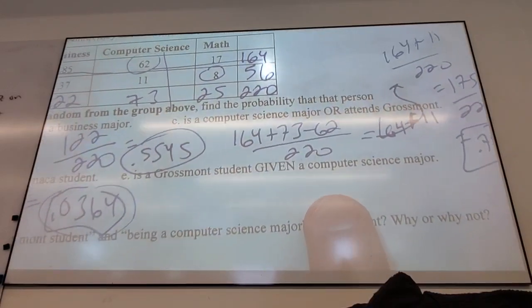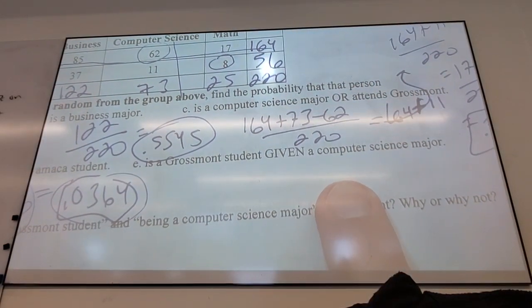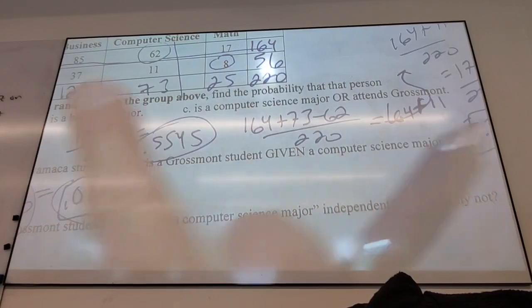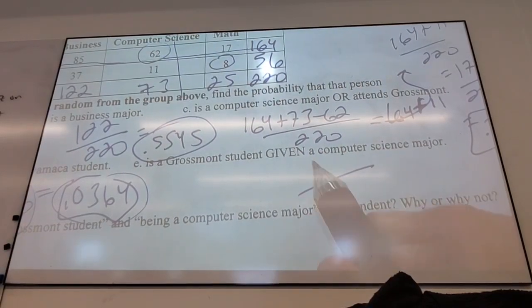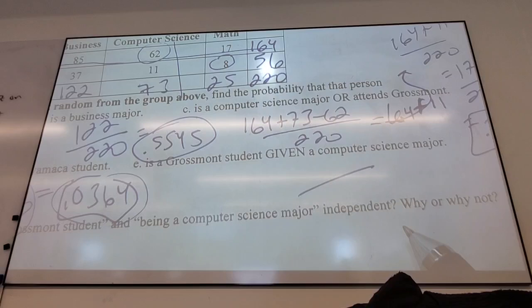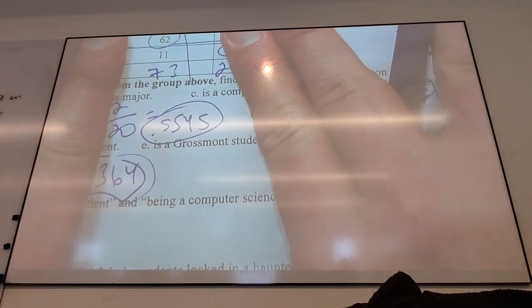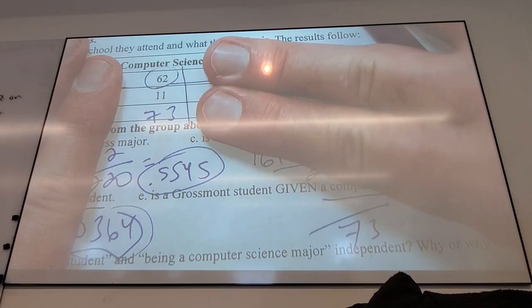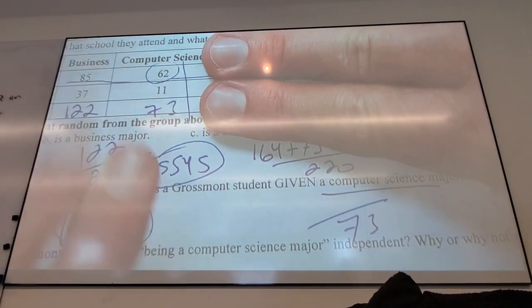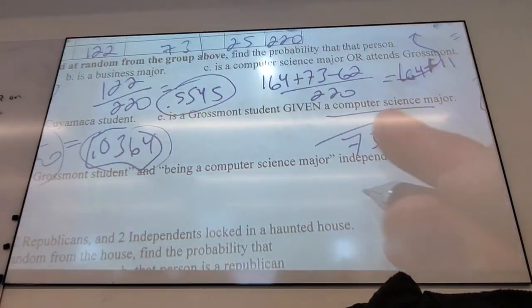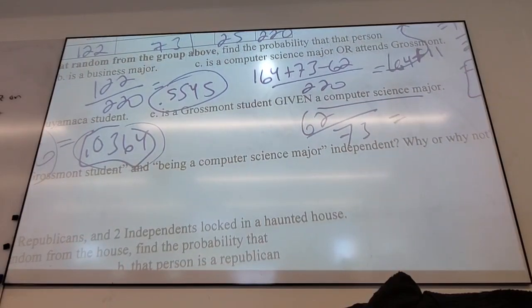All right. So what's up with E? What's the first different thing about E? Different from all the other ones? Given. So what am I given? What do I know about the student? They're computer science majors. How many people am I talking about? 73. Out of those 73 students, how many match what I'm looking for? I'm looking for Grossmont students. 62 out of 73. And then I just put it in the calculator.